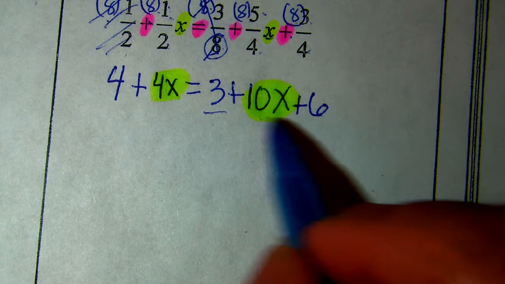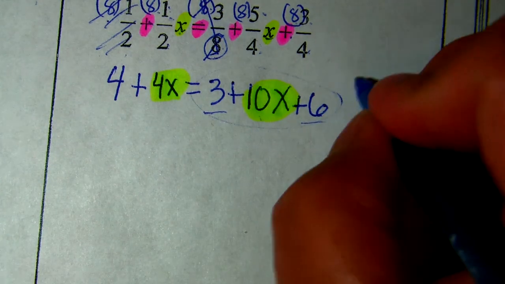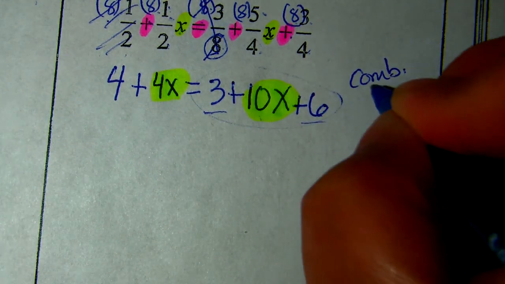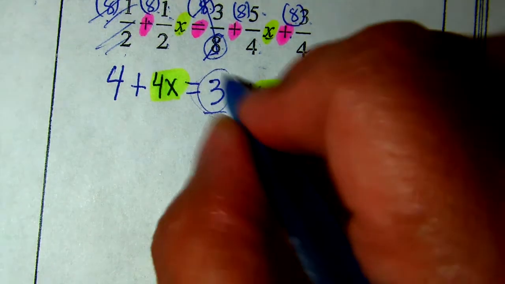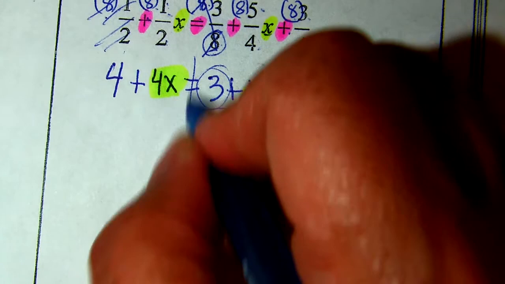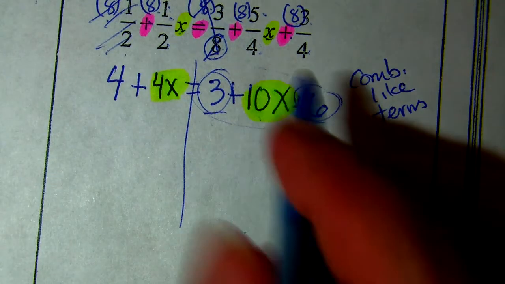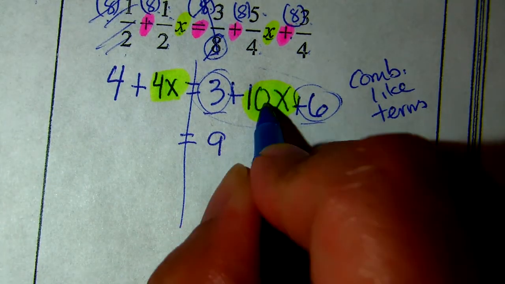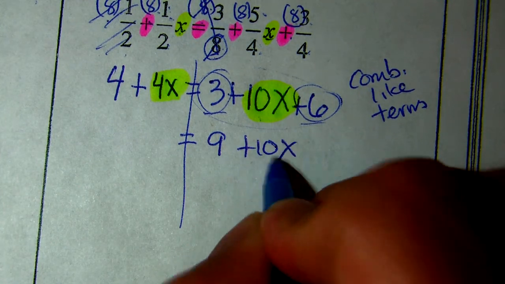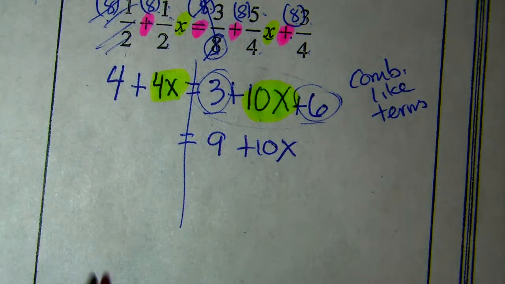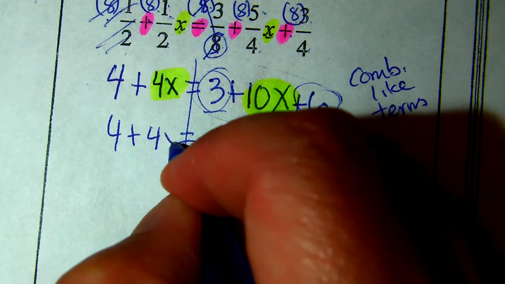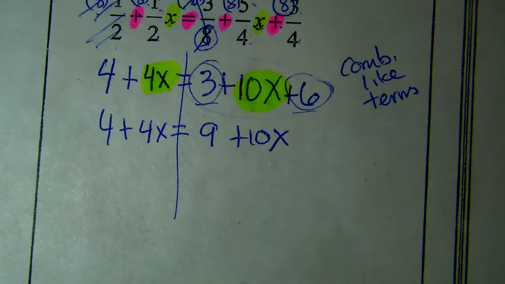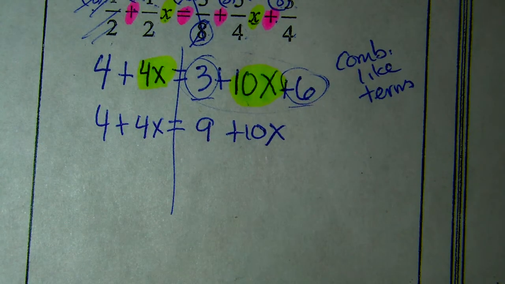Okay, what do we do here? We can combine like terms on this side, right? I'm going to combine the 3 with the 6. What do we get? 3 plus 6 is 9 plus 10x. Over here, we cannot combine anything, so I'm just going to bring everything down. 4 plus 4x. Okay? And what's next?